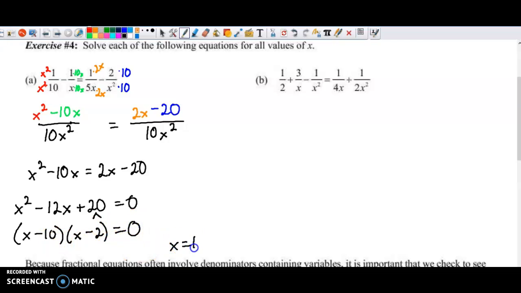I'll just jot it down over here, positive 10 and positive 2. Again, you might have extraneous solutions, but the only value for x that wouldn't work would be 0. We can never divide by 0, so these two answers do work.